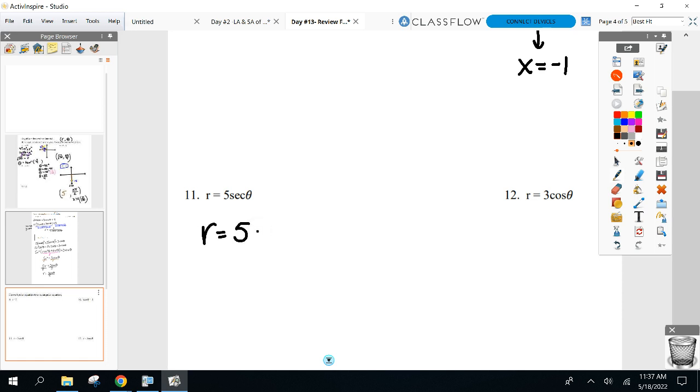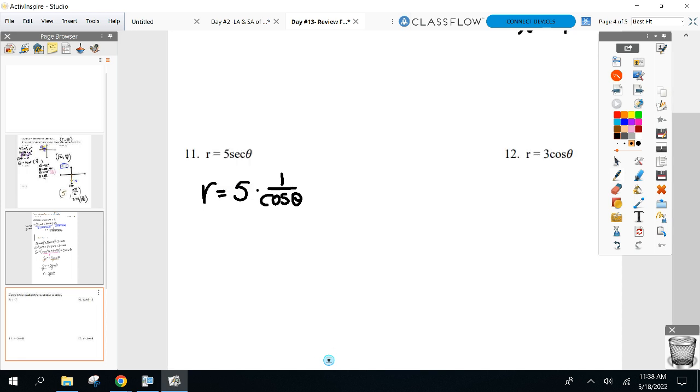Anybody remember what secant was? 1 over cosine. So then it's 5 cosine theta. Okay, cleaning that up. 5 cosine theta. Remember, this is over 1, so you can do numerator times numerator and denominator times denominator.